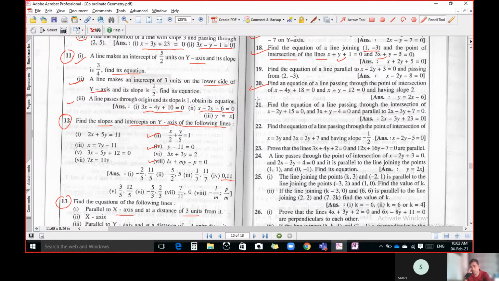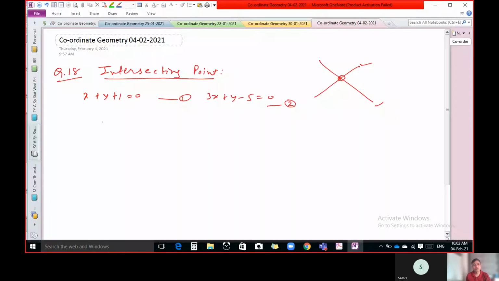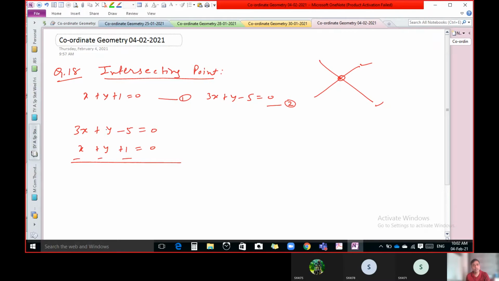Now the question is how to solve these two equations. We have to use the method of elimination. Either you can compare the coefficient of x or the coefficient of y. See here, the coefficient of y in both equations is the same. So let us write 3x plus y minus 5 equal to 0 as the first equation, and x plus y plus 1 equal to 0 as the second equation. Change the sign of the second equation. So plus y and minus y will cancel. 3x minus x we get 2x, and minus 5 minus 1 gives minus 6. So we get 2x equal to 6, so x equal to 3.